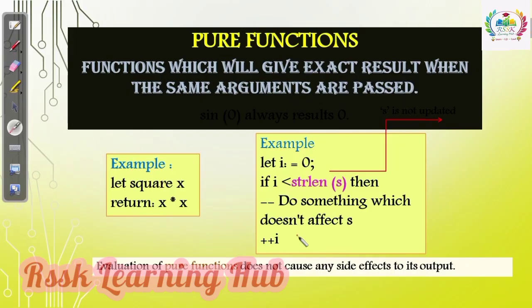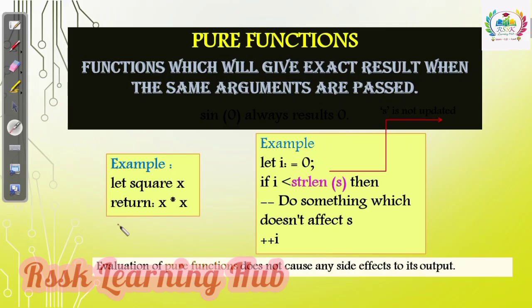Computer, so 8 letters are there. So what is the string length of computer? It will display an output of 8. Whenever you run the program, the same output gets displayed, right? It won't change the value. So those functions are called pure functions. Once again you read this: a function which will give the exact result when the same arguments are passed is called a pure function.